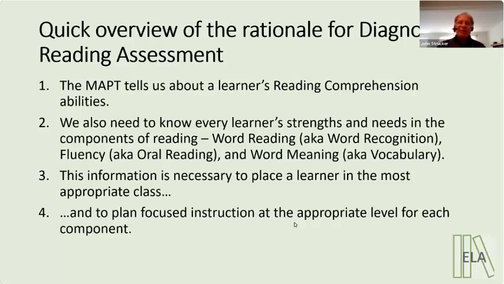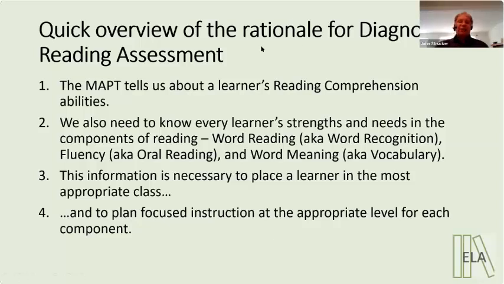So a quick overview. This shouldn't take long with this group. You guys could practically teach this course. So as you know, the map tells us about learners' reading comprehension, but in order to teach effectively, we also need to know people's strengths and needs and the components of reading. Word reading, phonics or word analysis, fluency, and word meaning, also known as vocabulary. And we use this information in order to place someone accurately in the appropriate class and on top of it to plan focused instruction at the appropriate level in each component.